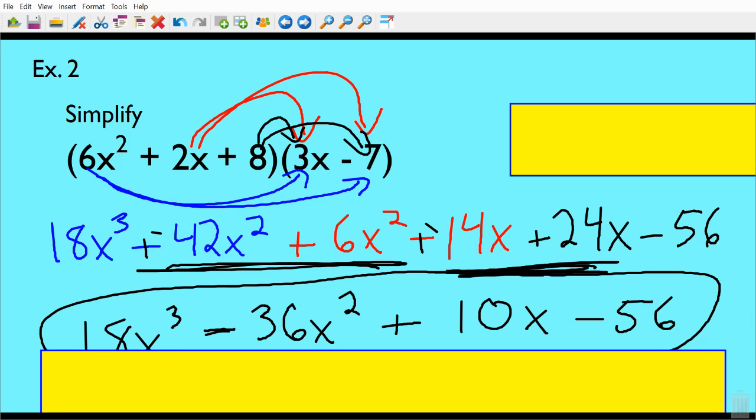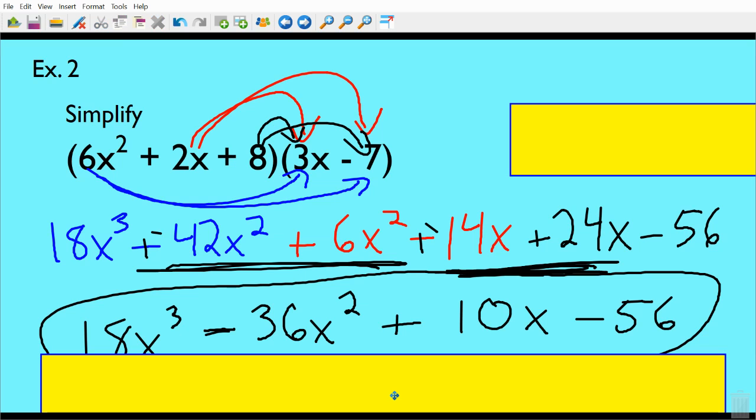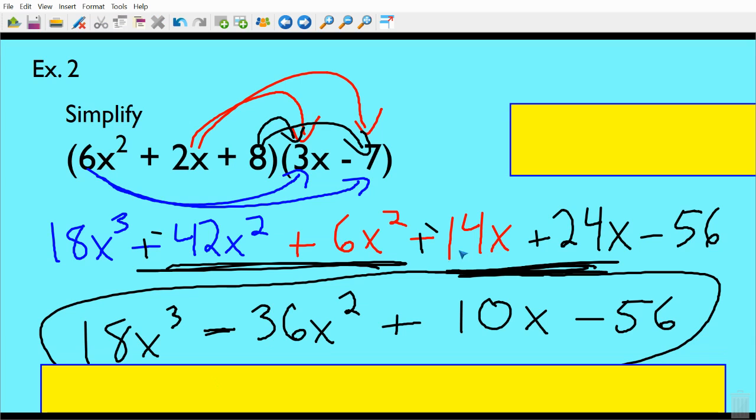Oh, I said that wrong. I looked at the wrong thing because I was looking at red and red. All right, so someone probably caught that. What is it? Negative 14x combined with 24x is 10x when I combine that. So excuse me on that slip. 18x to the third minus 36x squared plus 10x minus 56 is the simplified version of that.